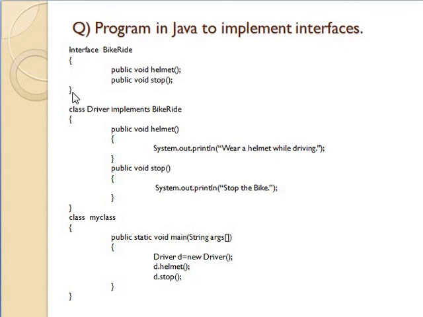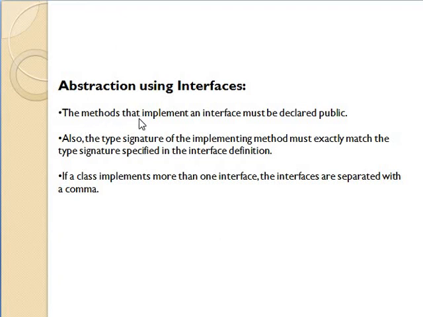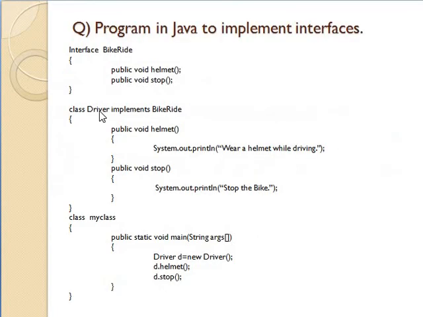Now this interface has a body, and inside the body they have declared two methods. The first method is helmet and the second method is stop. Both these methods have a return type which is void. And since the methods that implement an interface must be declared as public, these two methods, helmet and stop, have also been set public as the access specifier.